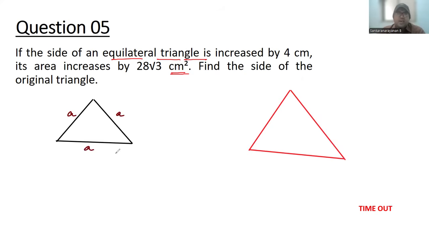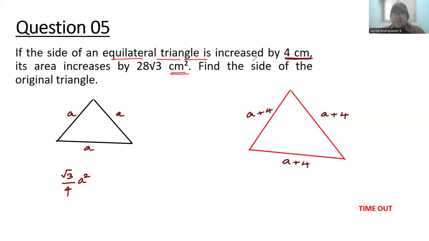So I can see the area of this equilateral triangle is root 3 by 4 a square. Agree? Now, this a is increased by 4 centimeters. So here the side will be a plus 4. This will be a plus 4. This also will be a plus 4. Because in the question it's given the side of an equilateral triangle is increased by 4 centimeters. Each and every side is increased by 4 centimeters. That's what it means when it is said in this way.